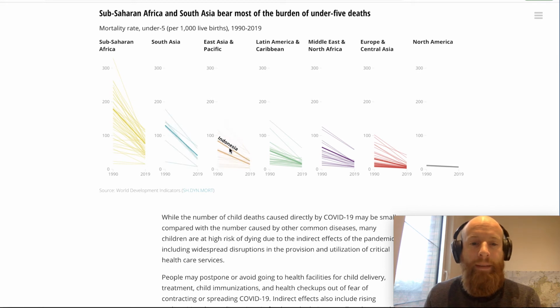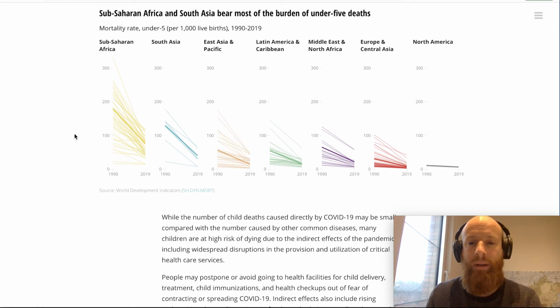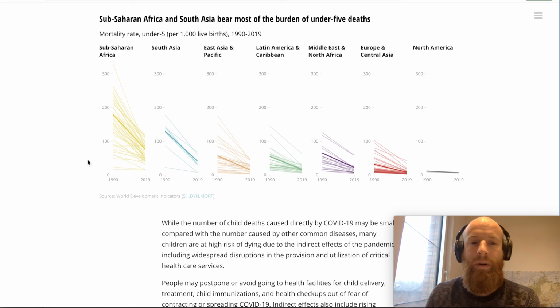Identifying each country is not the main point of this visualization. We just wanted to show that in almost all countries across all regions, things are moving down, things are moving in the right direction. There are some countries where it's still going up, but these are very, very rare.